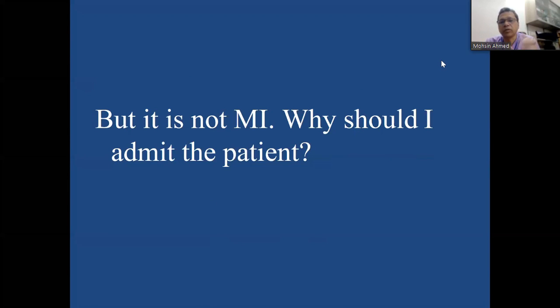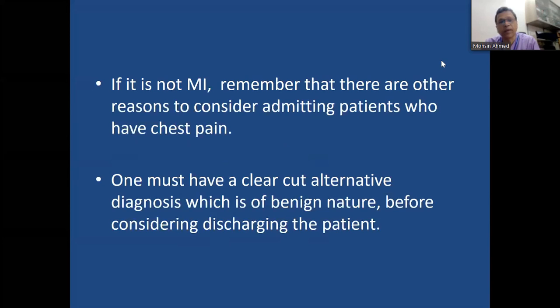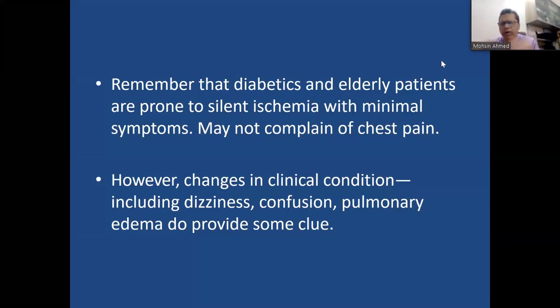But if not MI, why should I admit the patient? If not MI, remember that there are other reasons for chest pain. One must have a clear diagnosis with benign nature. So if it is benign, you can discharge the patient. But if there is any suspicion of pulmonary embolism or pneumothorax, you should admit the patient and do a chest X-ray. Remember that diabetic and elderly patients are prone to silent ischemia. So I should always consider the patient's age and also gender.